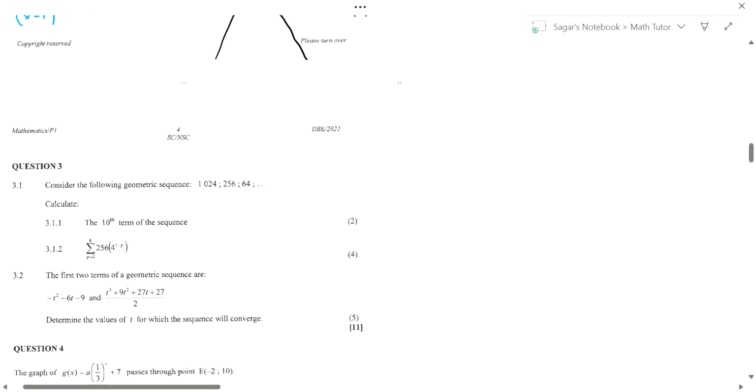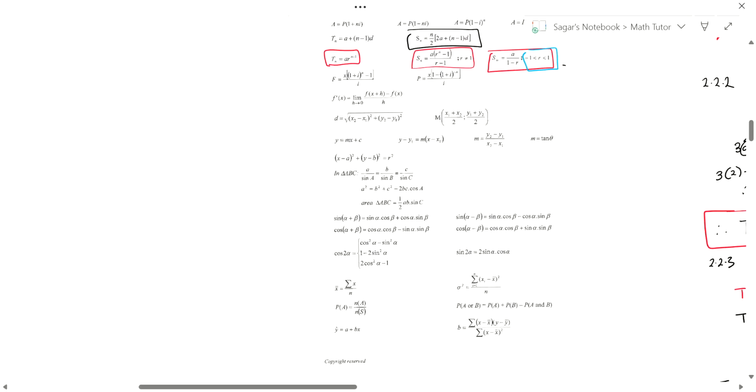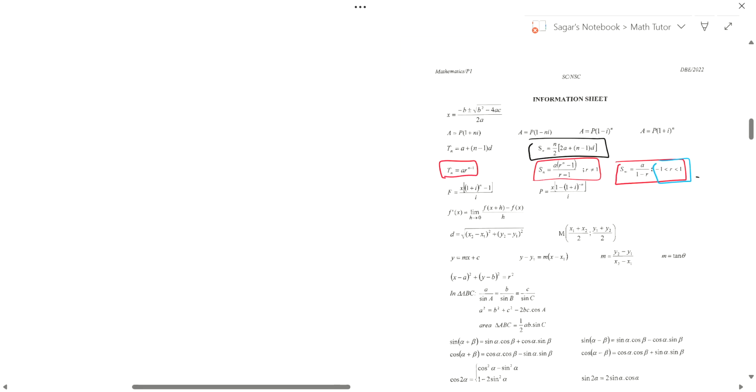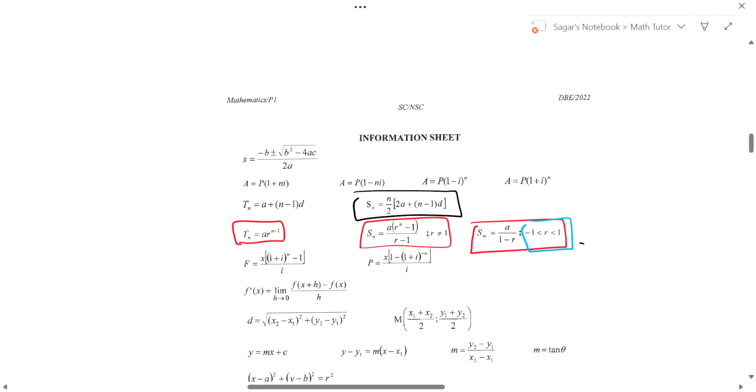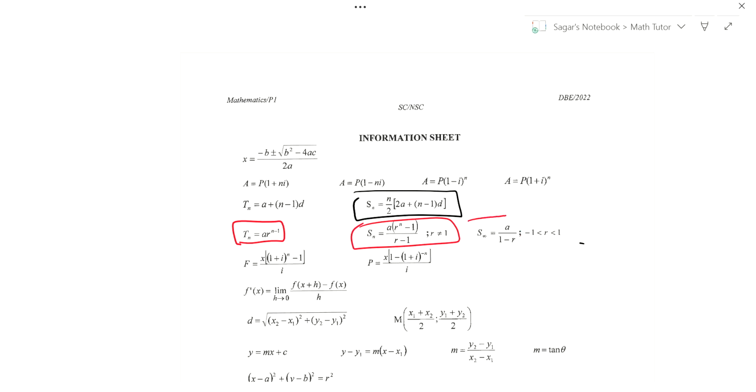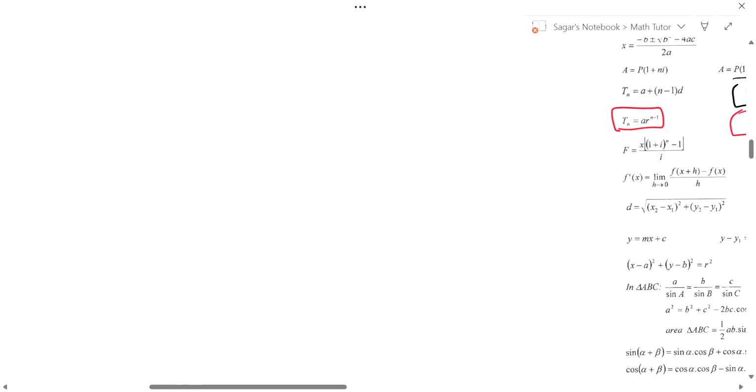So 3.1 gives us the geometric sequence. We know the geometric sequence is equal to Tn = A multiplied by R to the power n minus 1. This equation is given in the information sheet. We also have the summation formula and the convergence formula.